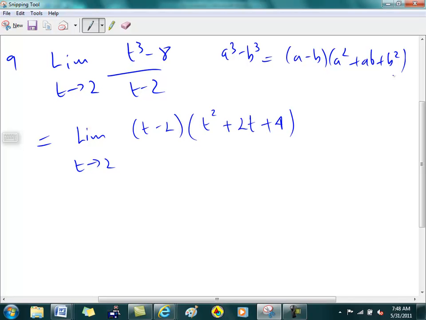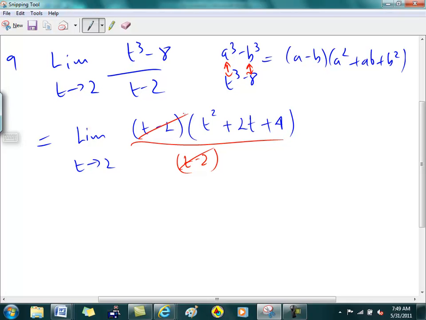If you compare this to what I have, t cubed minus 8, I'm going to say A is t and B is 2. If I make the connection between these two, because 2 cubed is 8, and then I've got this all over t minus 2, I cancel, and then I just plug and chug.